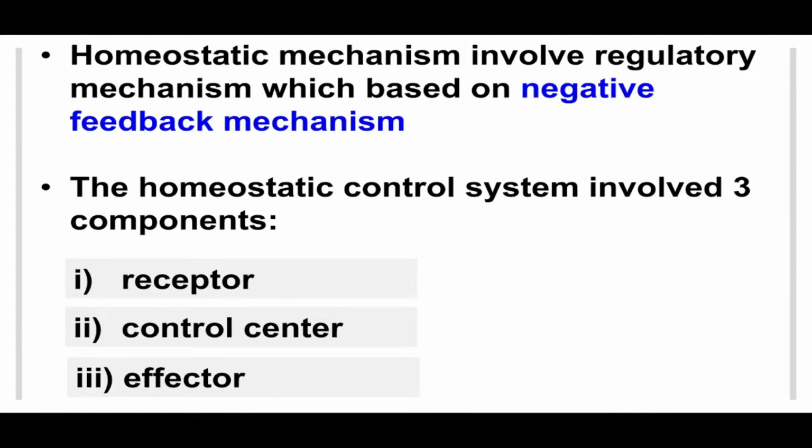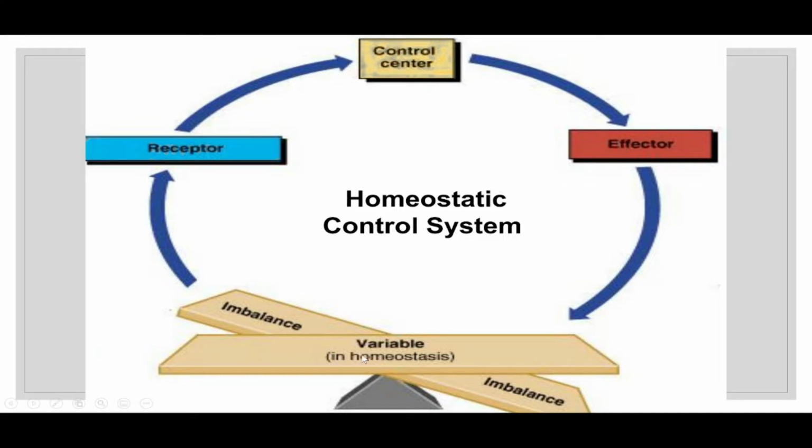And homeostatic mechanisms involve regulatory mechanisms which are based on a negative feedback mechanism. The homeostasis control system involves 3 components: the first is the receptor, the second is the control center, and then the effector. So the cycle is like this.